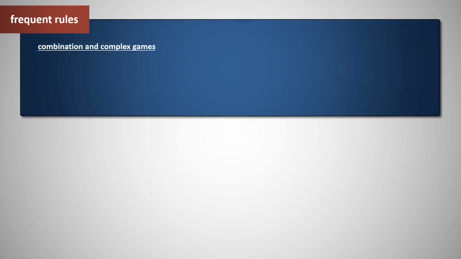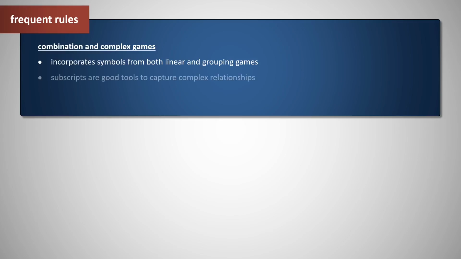Okay, so you're going to have combination and complex games with respect to the rules that we went over. So combination games are basically groups and sequence. Complex games are the ones that involve multiple sets. And essentially, you're going to be incorporating symbolization from both the linear and grouping games.